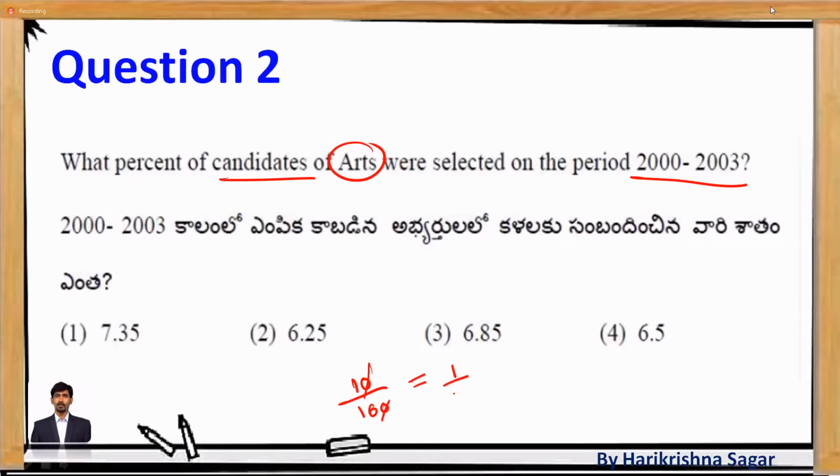If you calculate this, you are getting 1 by 16. So what is the 1 by 16 value? 1 by 16 gives a result of 6.25 percentage. These are basic things which I told you. Remember the fractions and equivalent percentage values. So it is giving a result of 6.25 percentage. You can mark it as the answer choice.